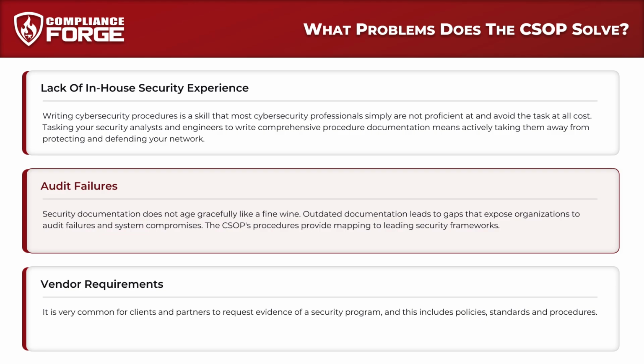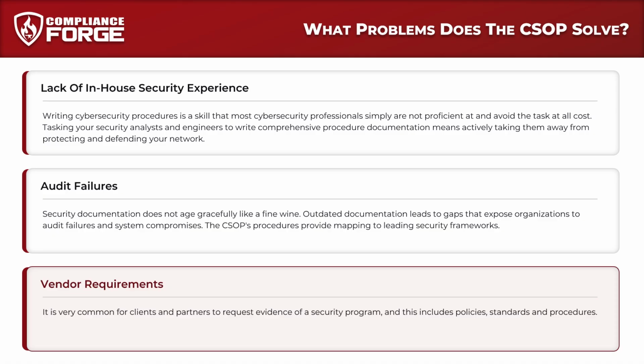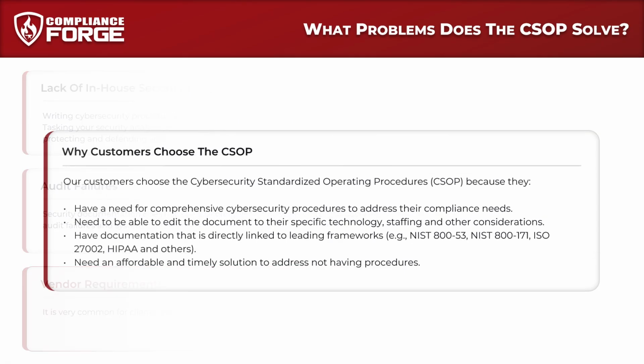The second is audit failures. Security documentation does not age gracefully like a fine wine, and outdated documentation leads to gaps that expose organizations to audit failures and system compromises. And the third is vendor requirements. It is very common for clients and partners to request evidence of a security program, and that includes policies, standards, and procedures. Customers choose the CSOP because they have a need for comprehensive cybersecurity procedures to address their compliance needs.